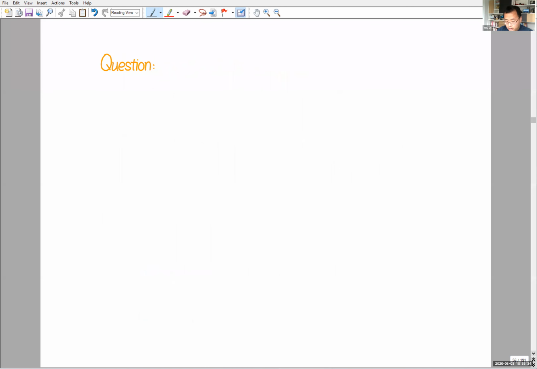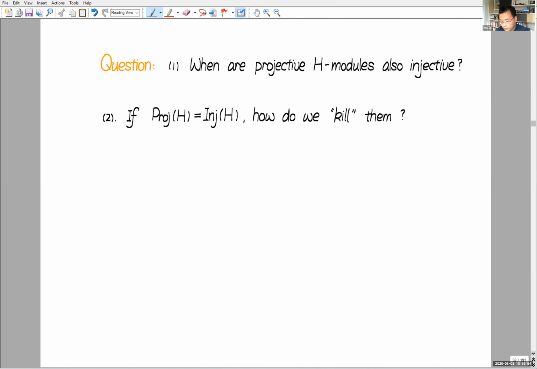So now our earlier question of what taking cohomology is can be translated for H representations into, first off, when are projective H modules also injective? And we want to functorially kill these objects in the H representations, which plays the role of taking cohomology. So if we kill projective and injective objects in H representations, that's behaving like taking cohomology.